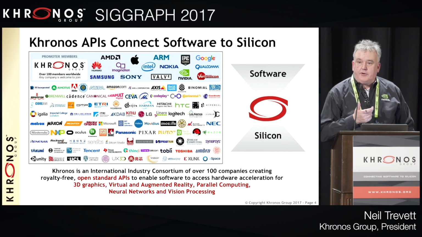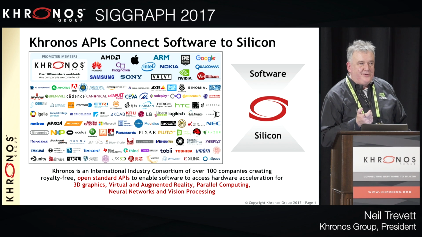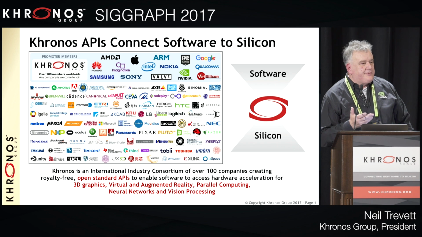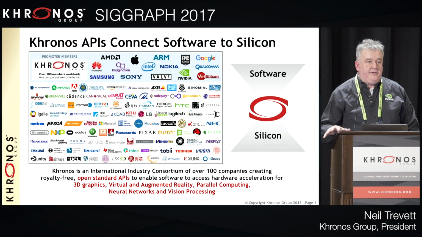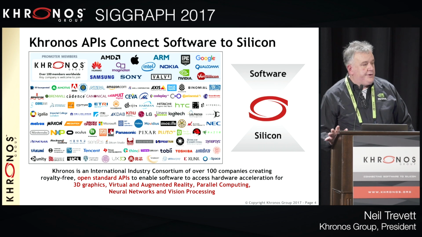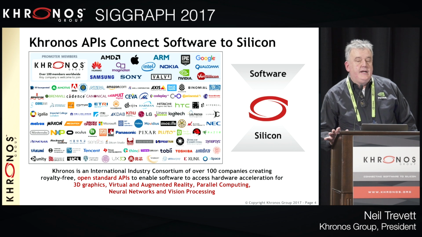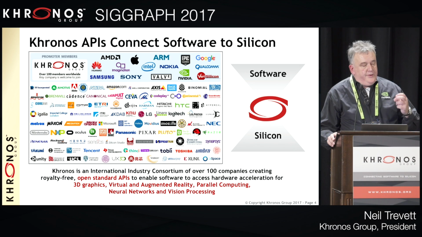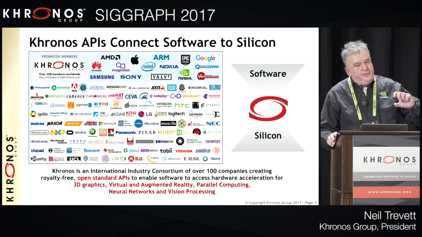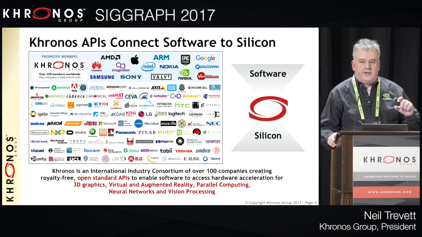If you haven't come across Khronos before, you probably have because you're here. But we're an open standards consortium. We have about 140 companies right now that have come together under a single IP framework to cooperate to create open standard royalty-free runtime APIs and file formats. We focus on the interface between software and silicon.